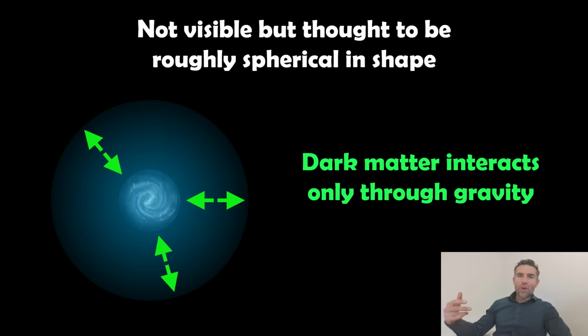Whilst it's not visible, we do think they're roughly spherical in shape, and that comes from other observations which we can make using gravity, essentially. They interact gravitationally, they don't interact in other ways really. We can't visually see dark matter, but we can see its gravitational influence on the galaxy and the environment around it. That's not necessarily always true. I've done a separate video on the dark matter shape parameter, and you do get ones that are a bit more elongated, but let's just say they're roughly spherical for the purpose of this video anyway.